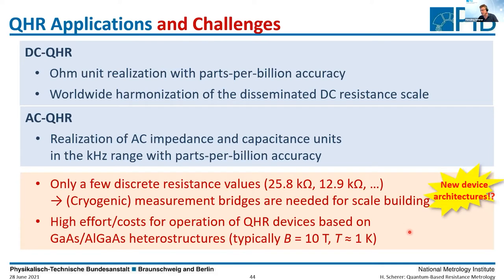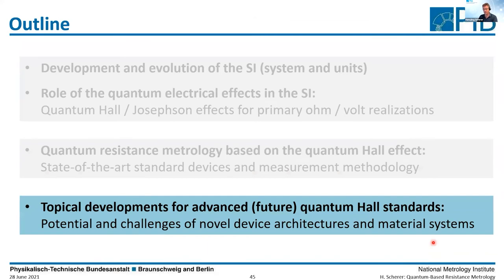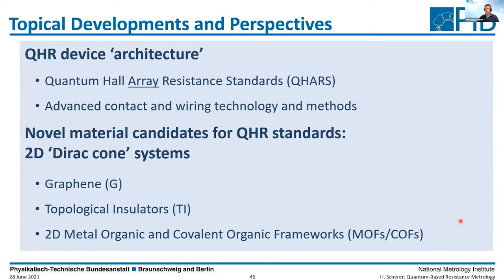How can we overcome this backside? The first one, these few discrete values: we can use new device architectures. And the second one, we hope that we can use new materials for the quantum Hall effect in the future. And I will speak now about these aspects, about potential challenges of novel device architectures and material systems.